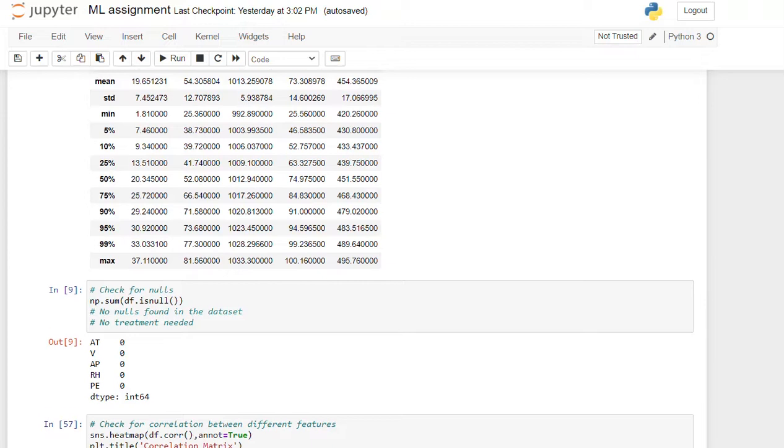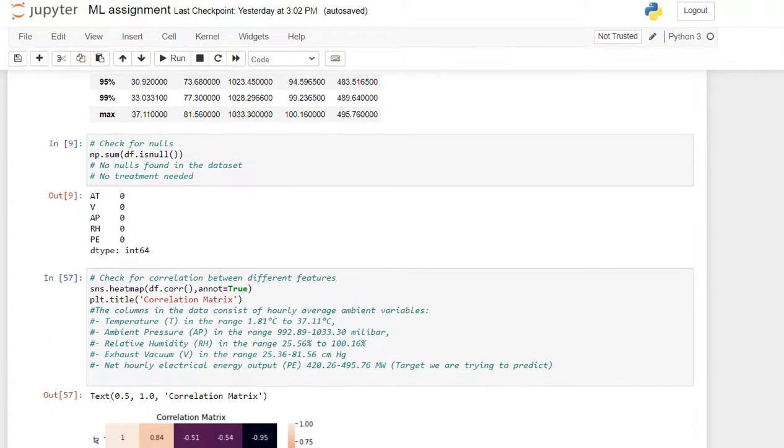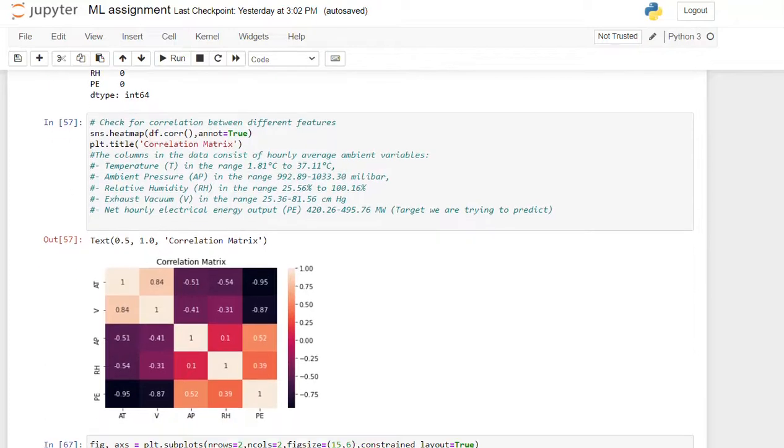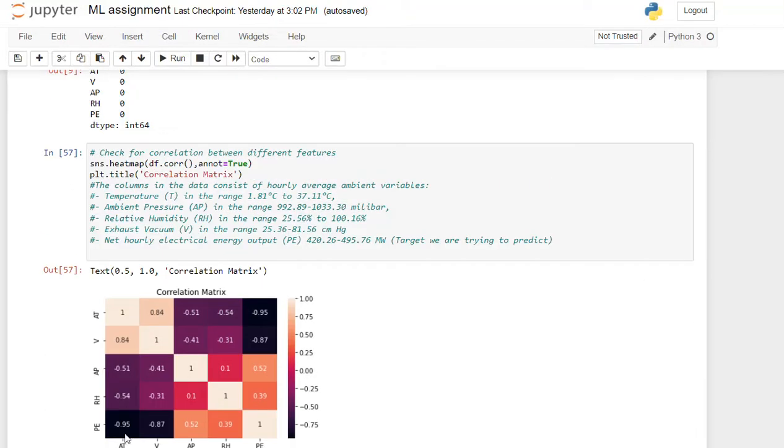So next, we look at correlation between the different features and power output. So here what you can see from the correlation metrics is that power output has an extremely high negative correlation with ambient temperature and exhaust vacuum, whereas there is a slightly positive correlation between ambient pressure and relative humidity, though not as strong as the first two.